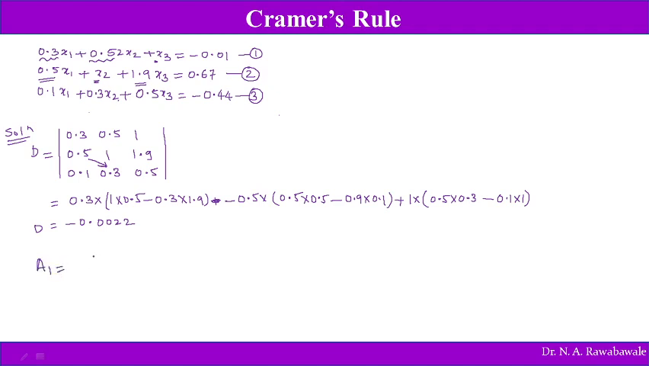Determinant A1: in place of the first column in determinant D, we substitute the coefficients C1, C2, C3. So here minus 0.01, 0.67, minus 0.44, 0.5, 1.3, 1, 1.9, 0.5. So this is determinant A1.